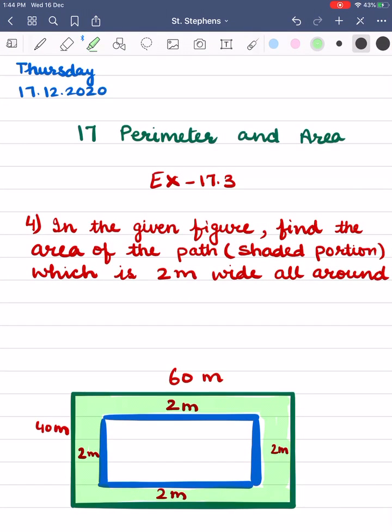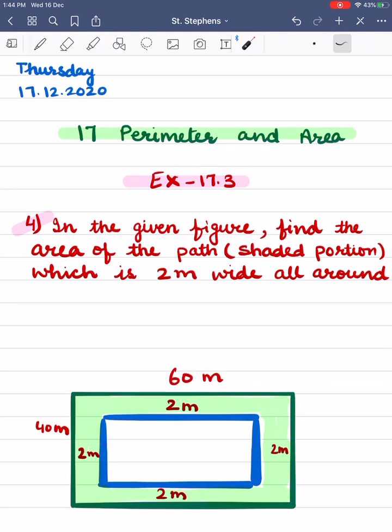Children, in chapter 17, perimeter and area, today we are going to do word problems. So let's continue with exercise 17.3, question 4. In the given figure, find the area of the path or green shaded portion which is 2 meter wide all around.